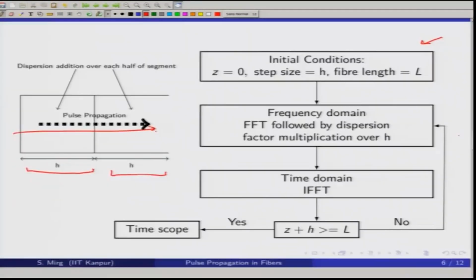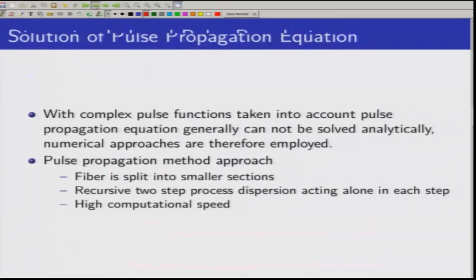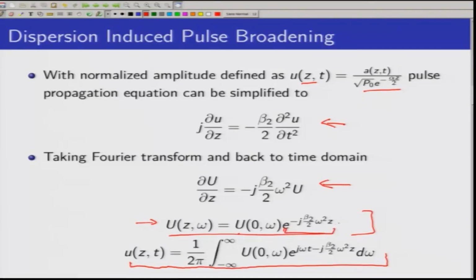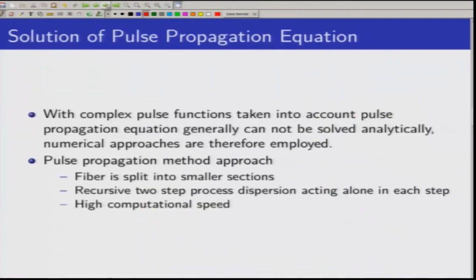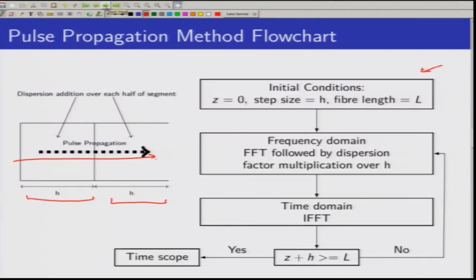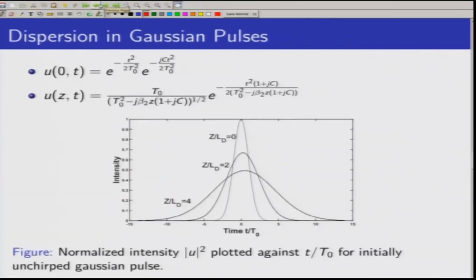The next step involves taking the Fourier transform and multiplying it by the dispersion factor, which was given in the previous slide, as we pointed out, by this factor. We will multiply by this factor for the section h, and here z is equal to h. Once we have that, we will take the inverse Fourier transform and we will ask if we have reached the end of the fiber by adding h, and if the answer is no, we will go back to the frequency domain. We will again take the Fourier transform and again the inverse Fourier transform, and we will reach the end of the fiber. So, we have some examples in the upcoming slides.